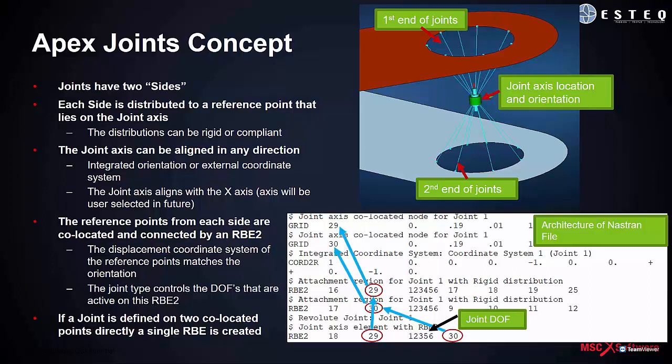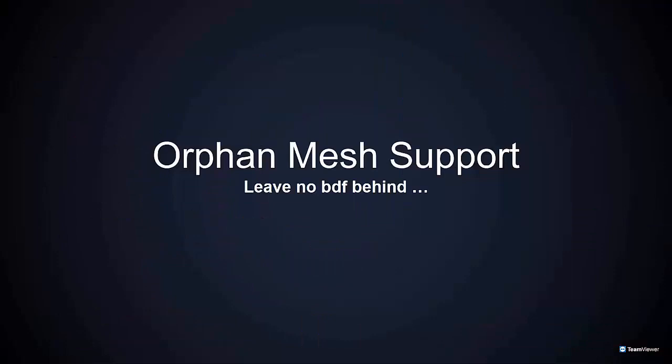And there's a little image showing what actually is written to the typical Nastran deck, if you were interested in how this actually works behind the scenes. And then orphan mesh supports, leave no BDF behind.